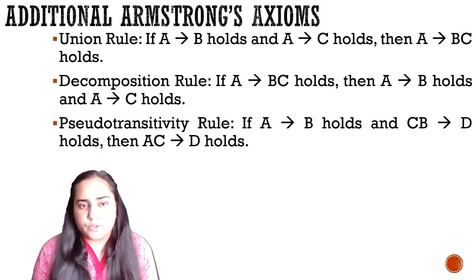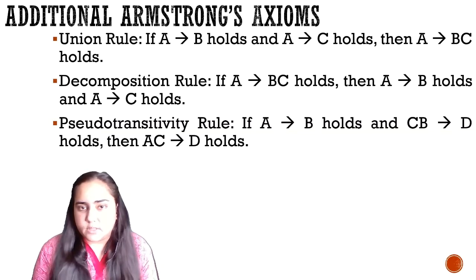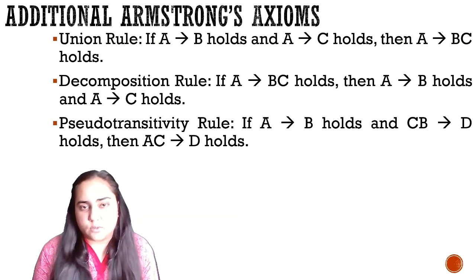Then we have the pseudo-transitivity rule, which says that if A determines B holds and CB determines D holds, then AC determines D holds. A determines B is given, and CB determines D is also given to you. What we did is replace the B present in CB determines D with A, because A determines B. So this is another one of the additional Armstrong's axioms.